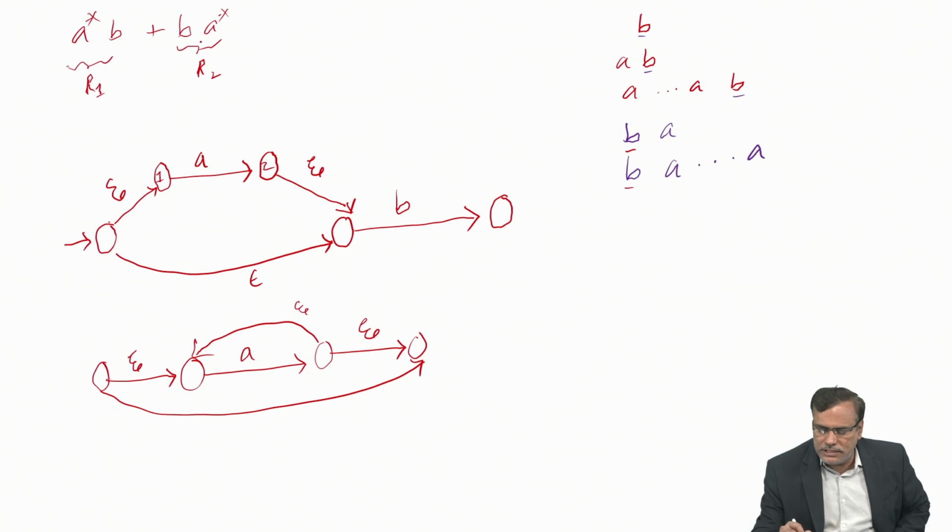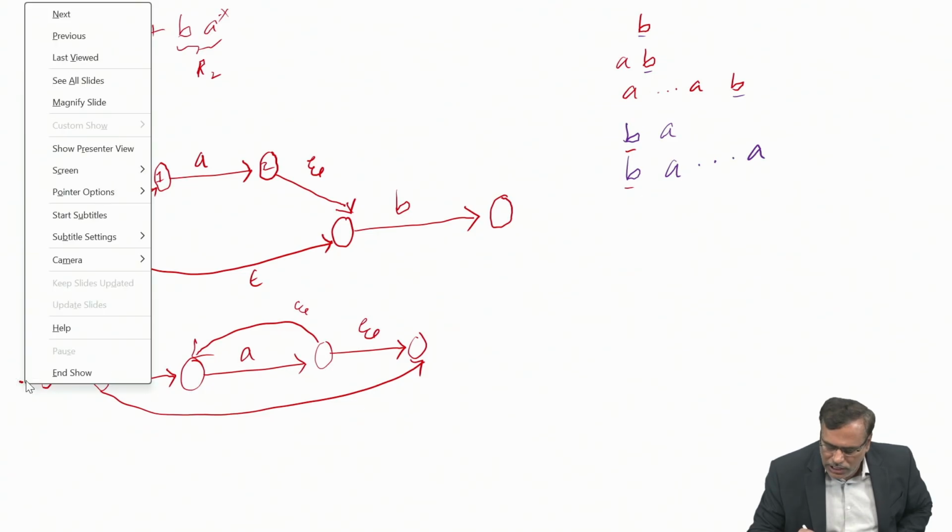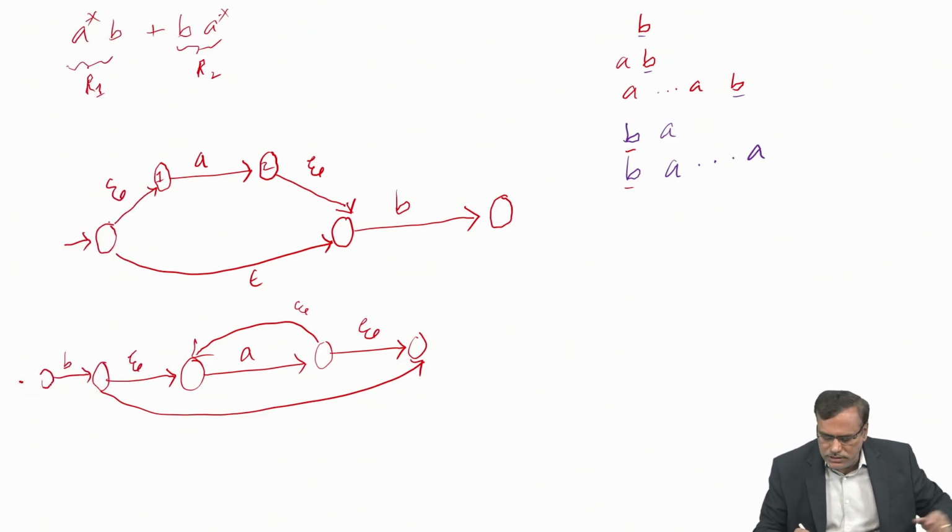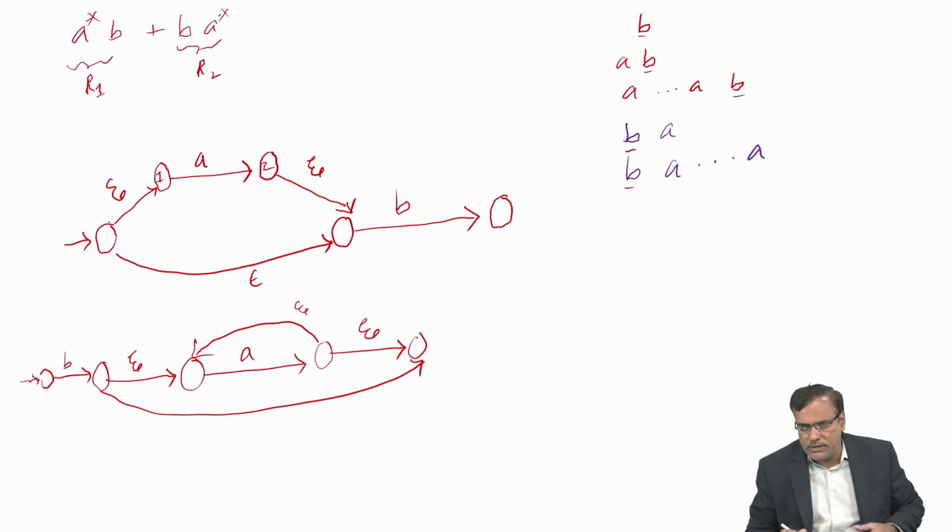But for this A star part, you have this B to the left. So I can treat this as B. So this is your start state. Anyhow, it is going to change. As of now, this is your start. So for the R1 part and the R2 part, you have made your design.